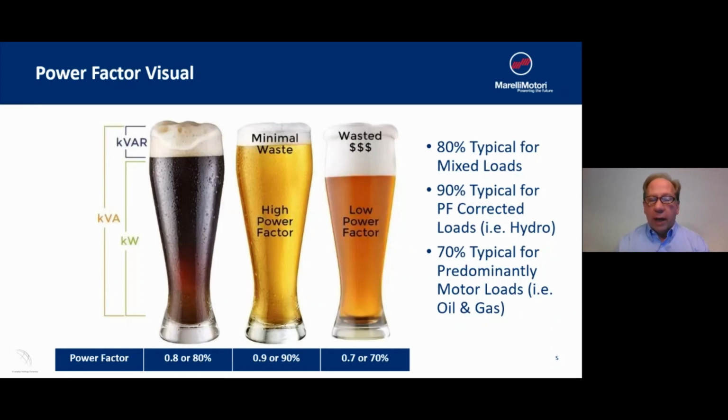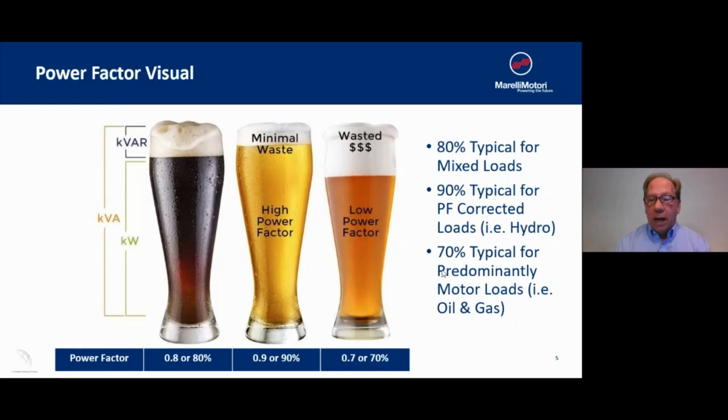In some cases, you'll have loads with a higher power factor. Perhaps the customer has corrected their power factor. And this next one represents a 0.9 or 90% power factor. Notice that there's more working power and less foam. All right, so this would be typical in a hydro application as well as many others.